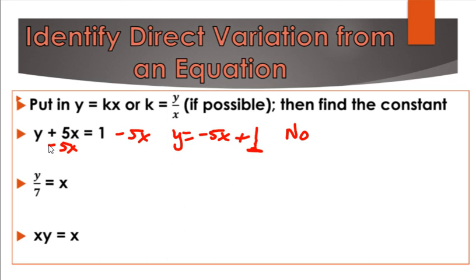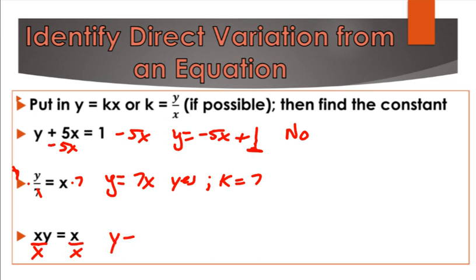Next one, y divided by 7 equals x. Multiply by 7 on both sides to get y by itself. I have y equals 7x. Yes, that's direct variation. Constant equals 7. And this last one here, get y by itself. I divide by x on both sides. And I'm left with y equaling 1, because x divided by x is 1. So no, this is not direct variation. There is no constant. And we don't even have an x variable left in our answer.